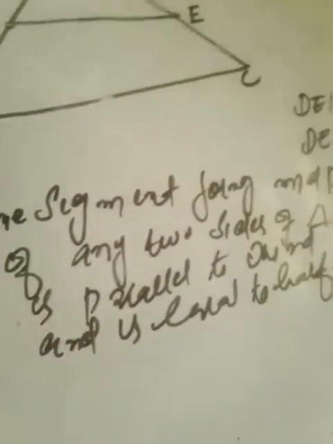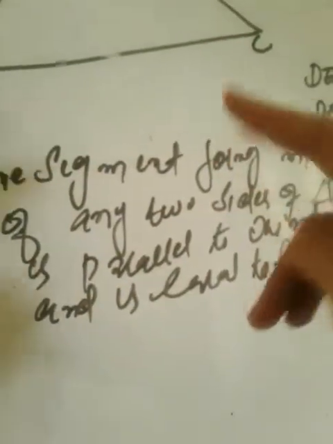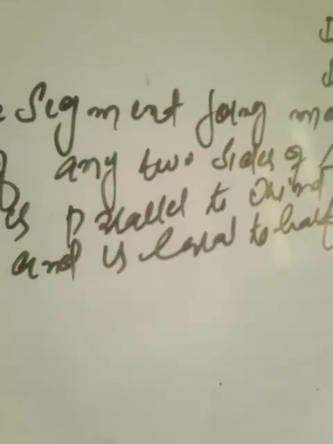We have the midpoints of any two sides of a triangle, then these two points are joined. The line segment so formed is parallel to the third side and equal to half of the third side. So this is the statement. I have unavailability of space here, so please pause the video to note it down.